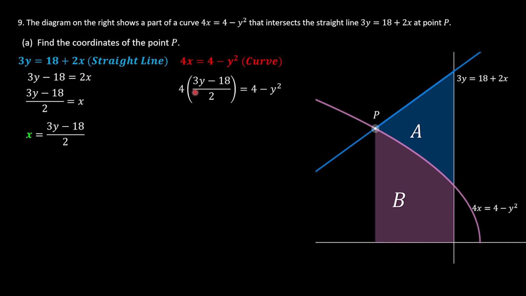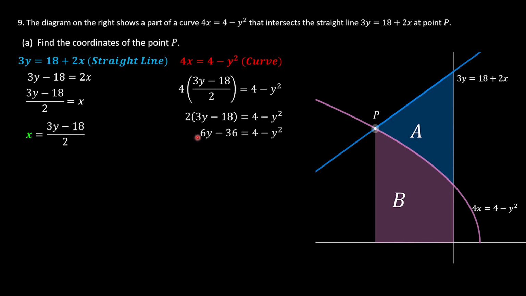After we found our x, we're going to substitute into the second equation. So for the bracket, our x is now (3y minus 18) over 2. Then we're going to do the simplifications. Then we're going to move everything to the left hand side so that our y squared has a positive value. But before this, we're going to expand this one first. We have 6y minus 36.